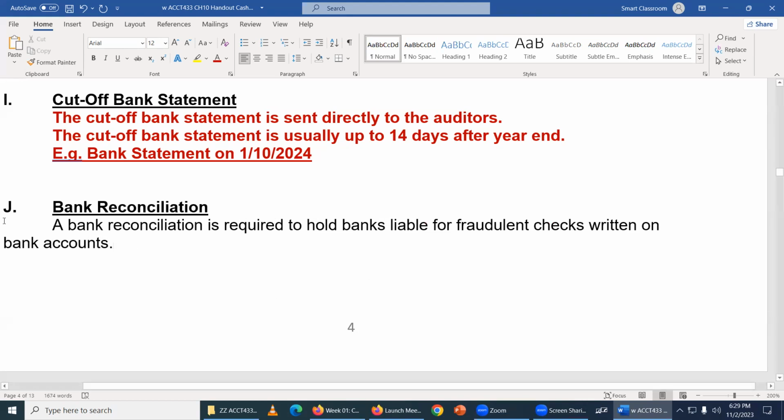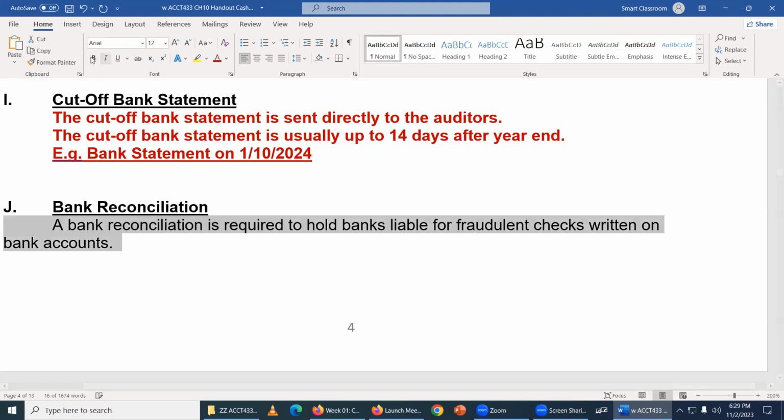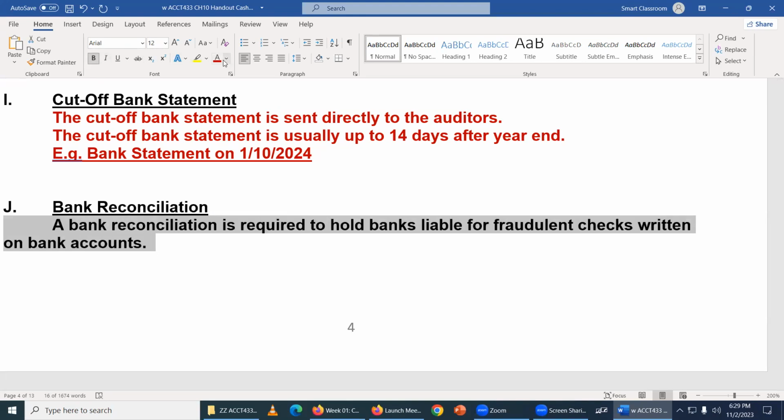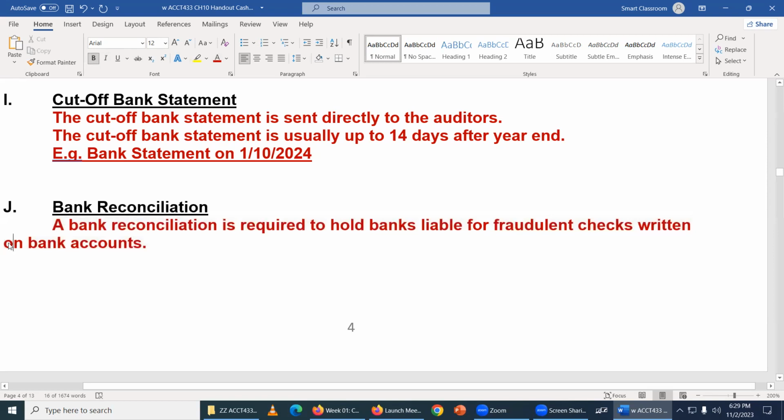Okay, so what do I mean by that? If somebody was taking checks from the client and fictitiously writing amounts in, signing them, and paying them, and you're not doing a bank reconciliation, the bank is only required to pay the first month's worth.